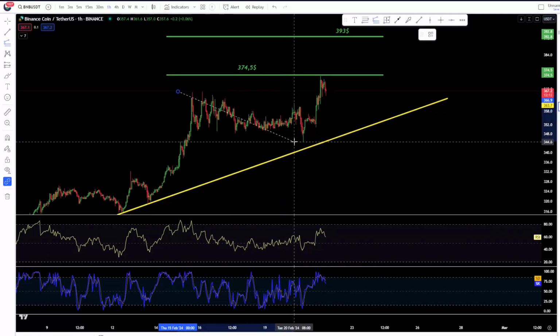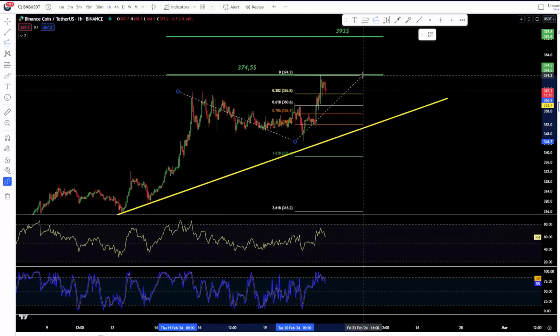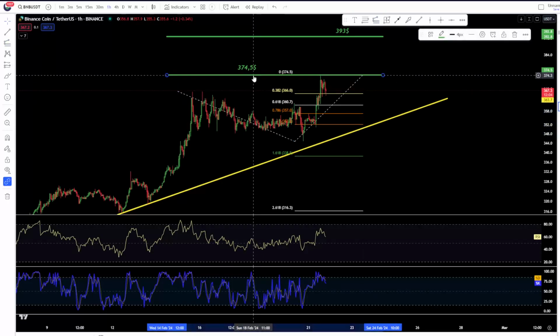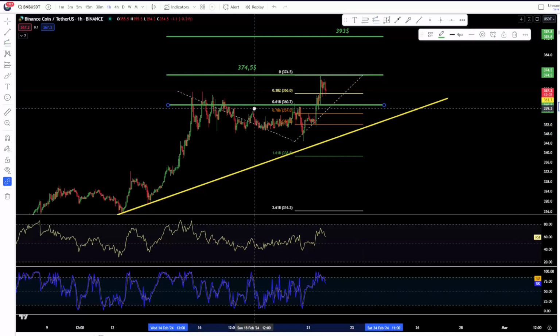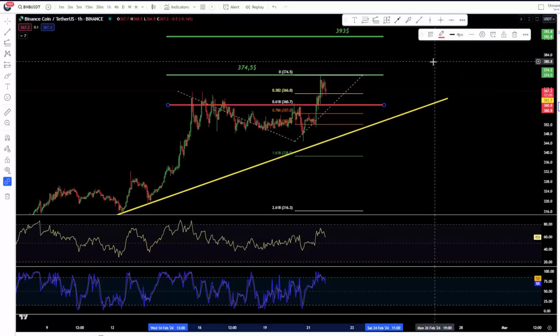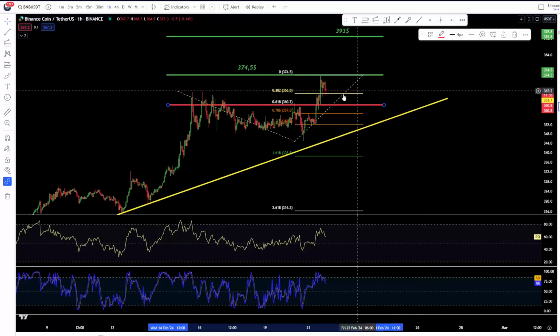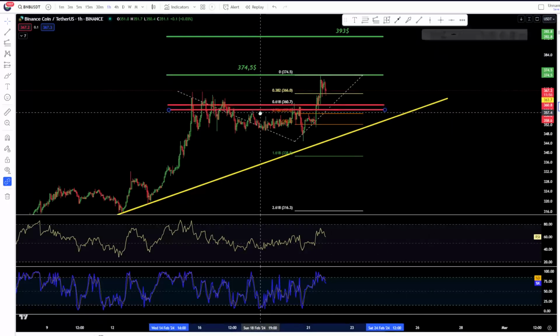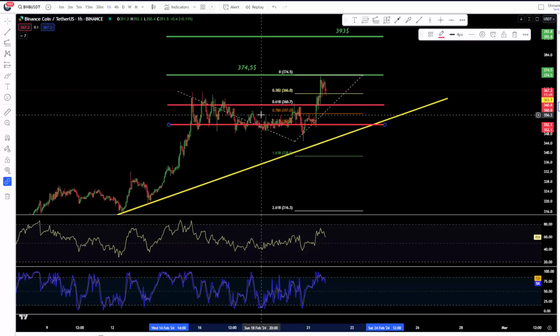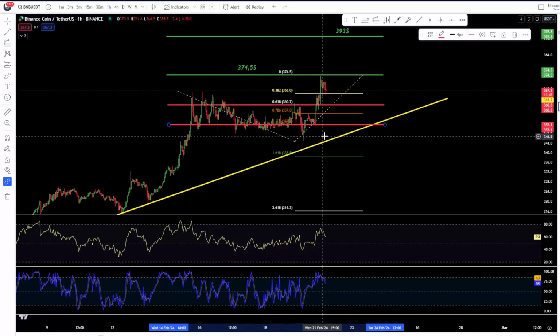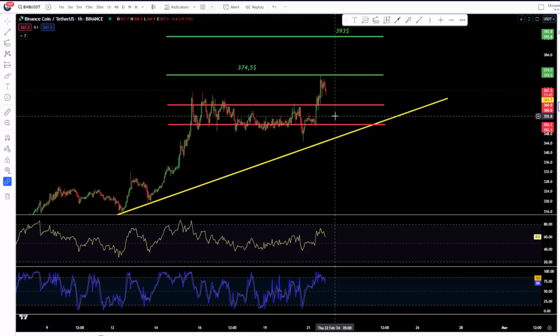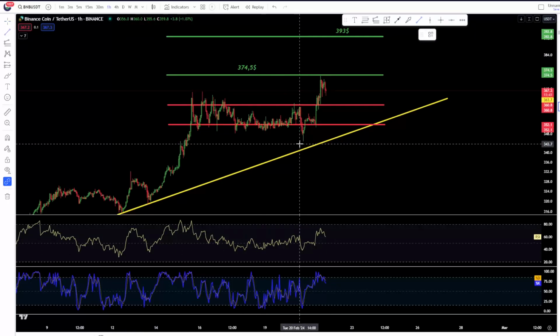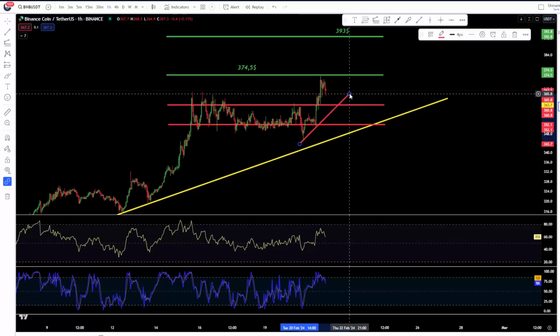By looking the other way, we will designate supports. And here support is visible at the level of $361. And then the level around $352 should be kept in mind. At this point, it is also worth determining the locally ongoing upward trend over which the price is staying.